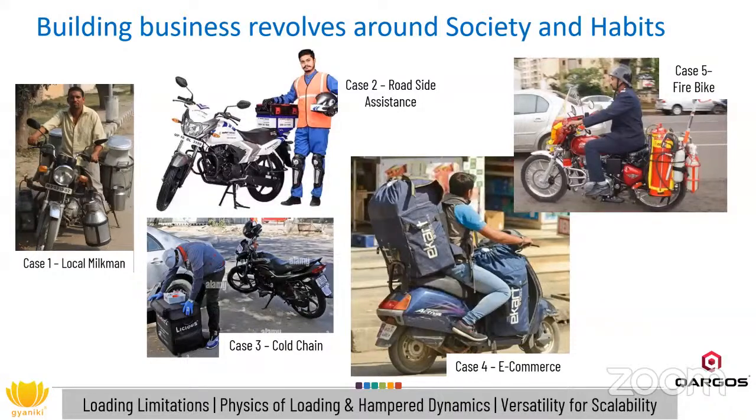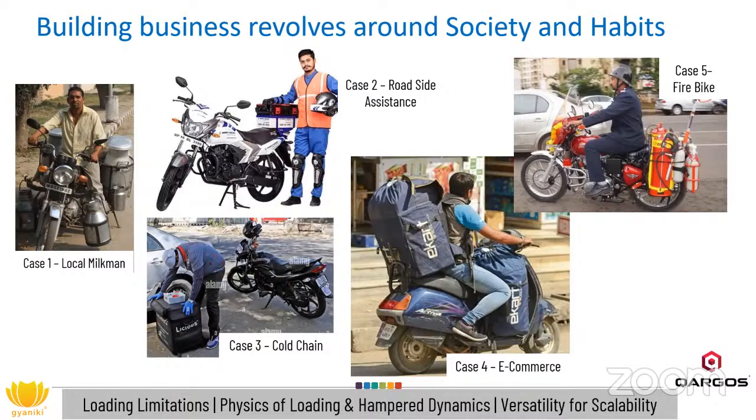In all the 5 cases that you see on the screen, you can see that the two-wheeler is being modified, or some kind of jugaad has been done to make use of it for the work the person wants to do. Whether it be the local milkman that all of us have seen while growing up, using some kind of attachments and fitments, or a roadside assistance guy using modifications on their bike, or a delivery guy carrying a heavy backpack, an e-commerce guy carrying a backpack on a bike.